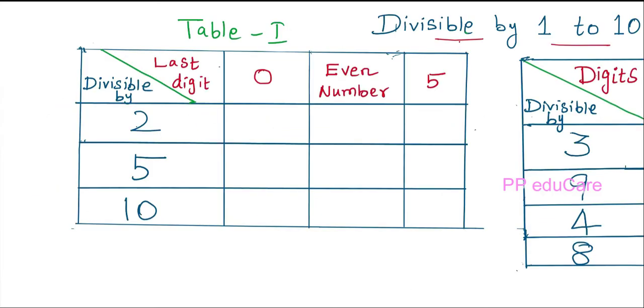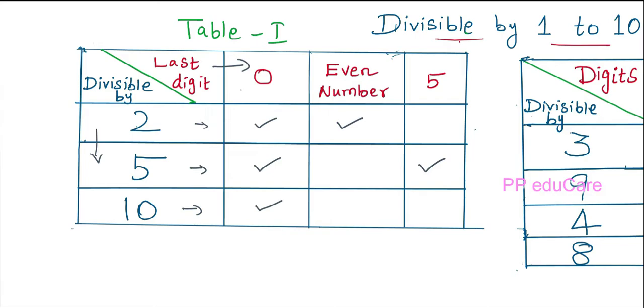Now look at the first table. This row denotes the last digit of the number and this column denotes the divisors. Consider the first row. A number is divisible by 2 whenever the number has its last digit as 0 or an even number. Look at the second row. A number is divisible by 5 whenever the number has its last digit as 0 or 5. Now look at the third row. A number is divisible by 10 whenever the number has its last digit 0.